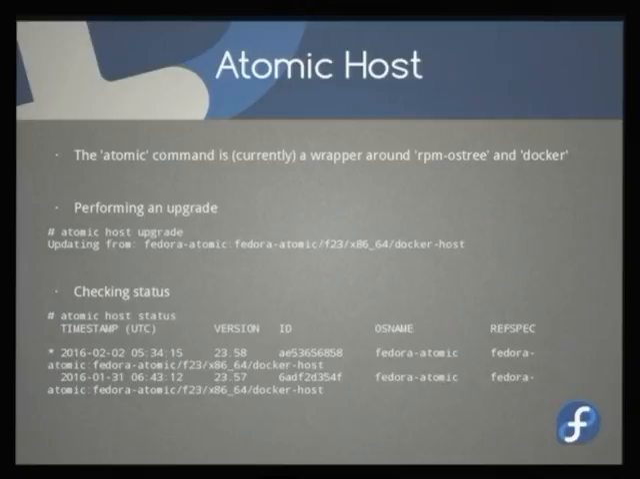So the atomic command is currently a wrapper around RPM OS tree and Docker. Atomic host is host-based commands. Atomic other commands do interaction with the Docker daemon. Host upgrade, you can see we're doing an update. It has a whole bunch more output, but I didn't want to clutter my slide too much. Atomic host status, these are the references I was talking about. You have these IDs, you have a version number, and you can also actually go in and inspect what RPMs are in there. When it does an update, it actually tells you which RPMs changed, what versions they've been updated to, those kinds of things.